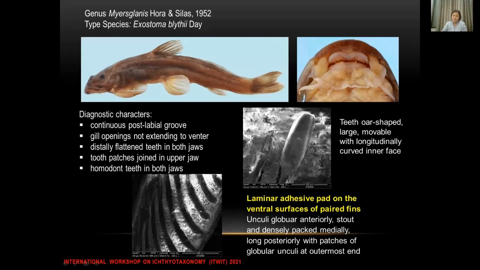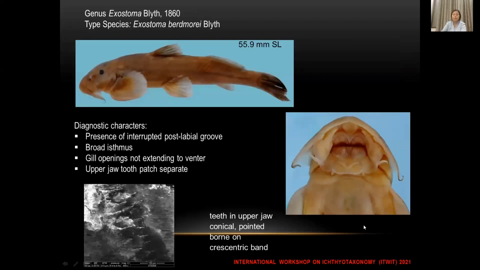And this is the laminar adhesive pad on the ventral surface of the paired fins. Here we can see unculi. They are differently arranged. Here we have the globular unculi at the anterior region, then stout and densely packed in the middle. So this is how the arrangement happens on the ventral surface of the paired fins. This is actually the plique, which is present on the ventral surface of the paired fins.